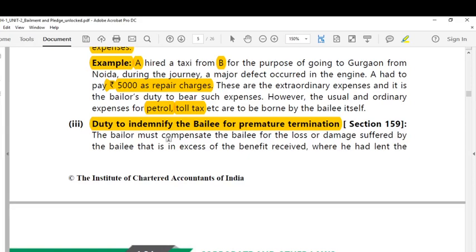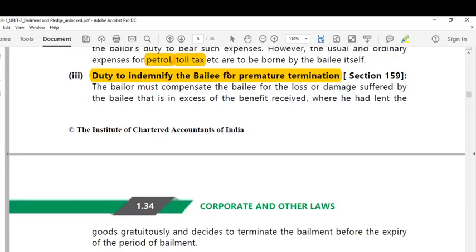So the bailee has spent an amount of rupees 1 lakh to clean and make the car in a good condition, presuming that he can make use of it for that 1 year. So then there is a loss to the bailee, and that should be compensated by the bailor, as it is a premature termination of the contract of bailment. Very simple point, and this is the bailor's duty to indemnify the bailee.